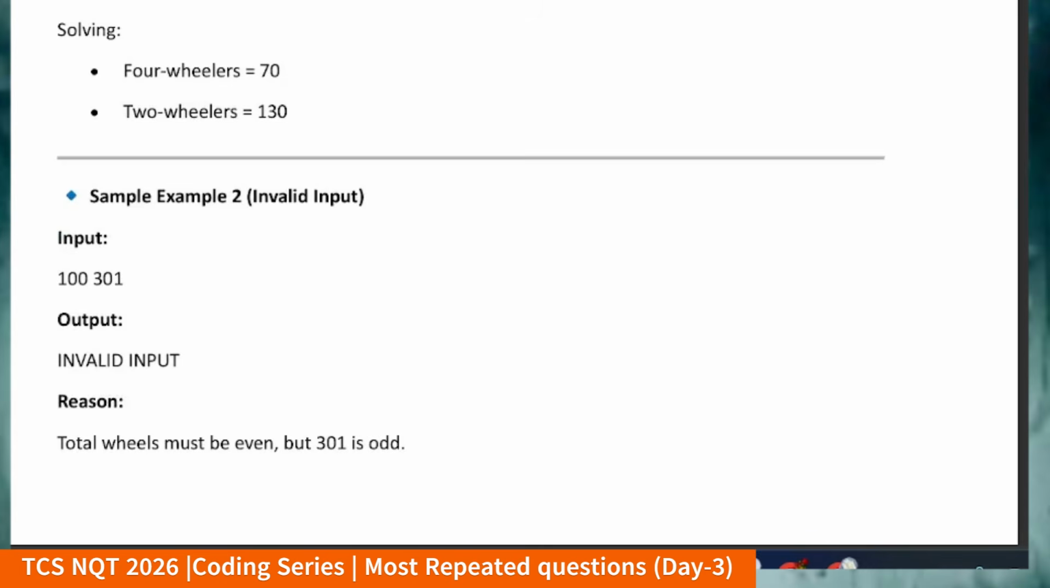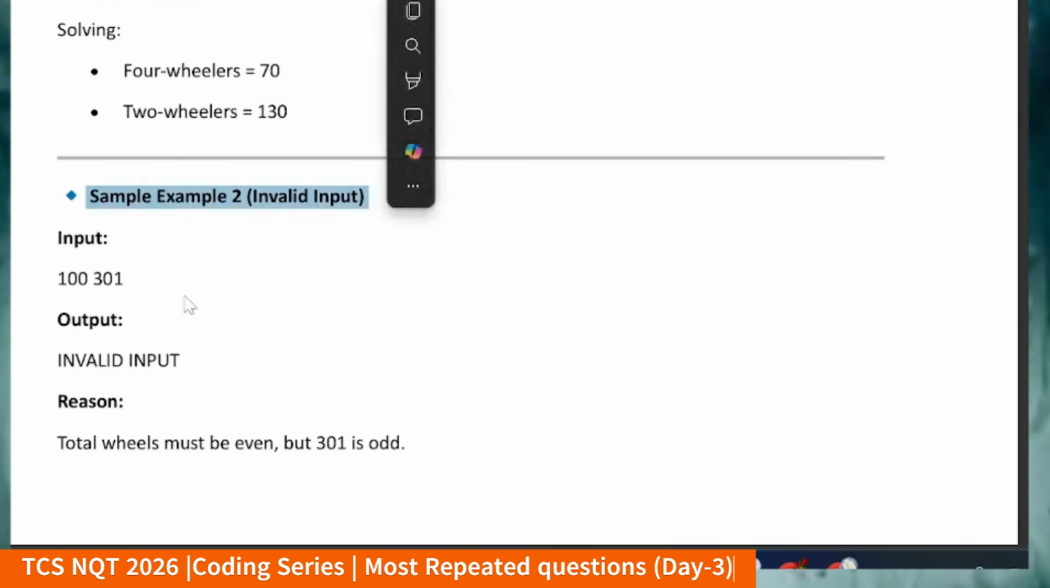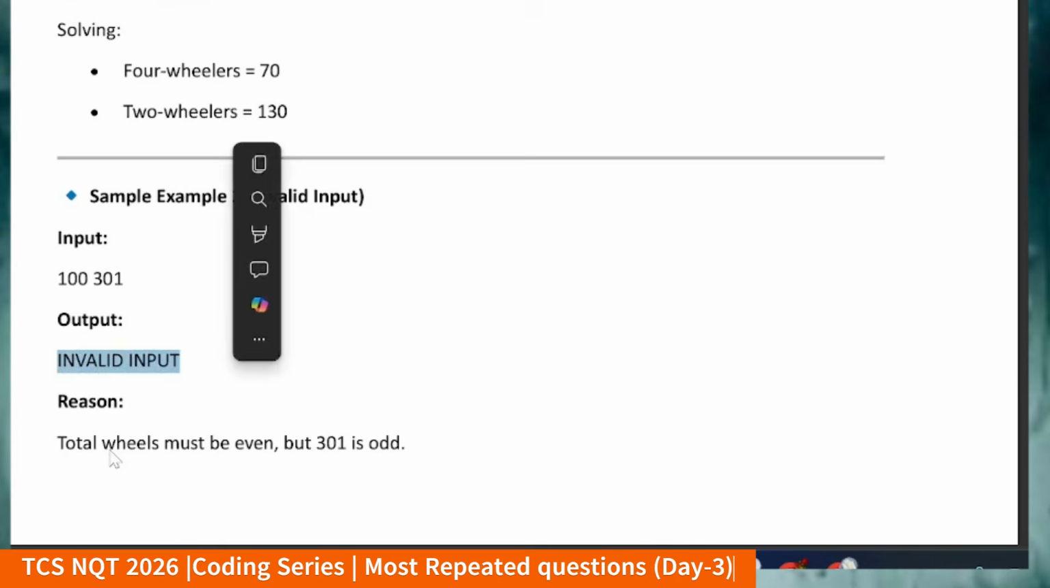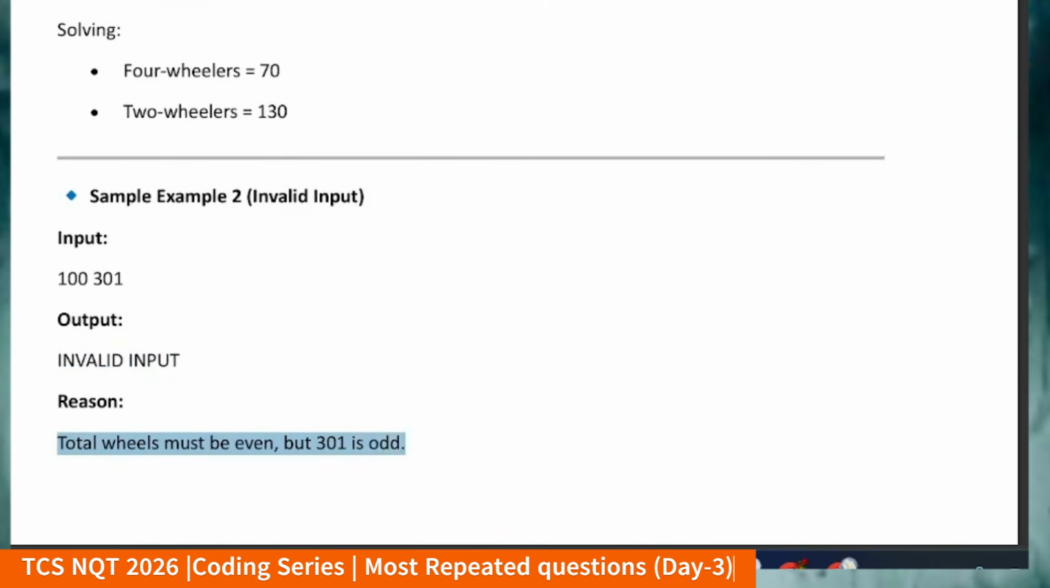Similarly, coming to sample example 2, which will be an invalid input. If you put 100 and 301, is this possible? No, because the number of wheels can't be an odd value, it should be even. So invalid input. Why? Because the wheel count must be even, but 301 is odd. And 100 is even, that is fine, but 301 is odd. So this is not possible.